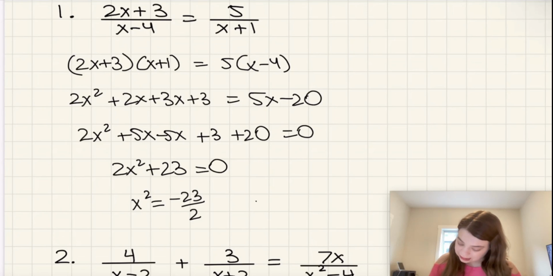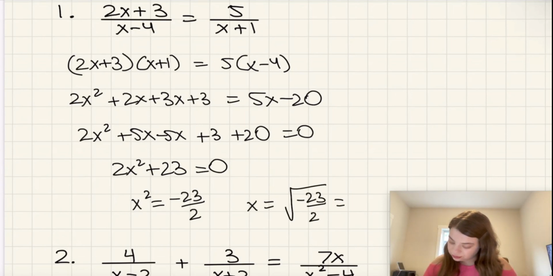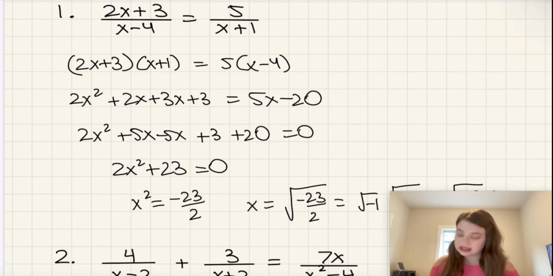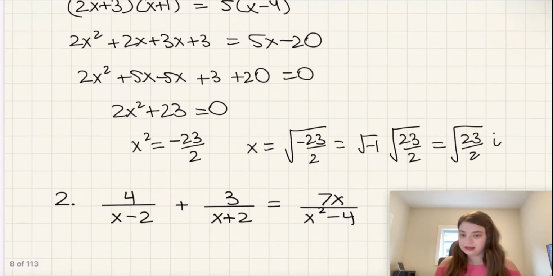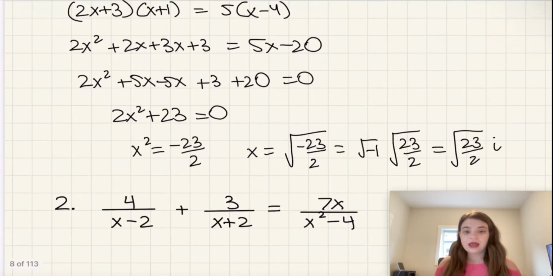Okay, so x is equal to the square root of negative 23 over 2, which is equal to the square root of -1 times the square root of 23 over 2. So the answer is the square root of 23 over 2 times i would be our final answer for that one there. All right, let's move on to the next one.